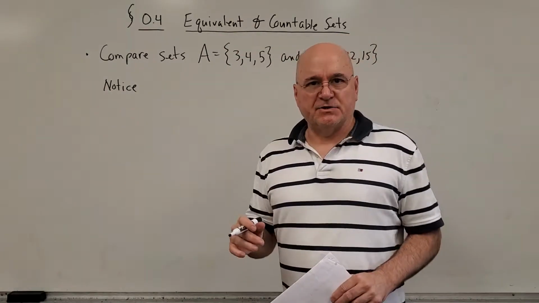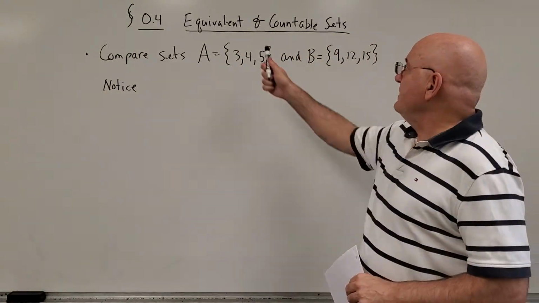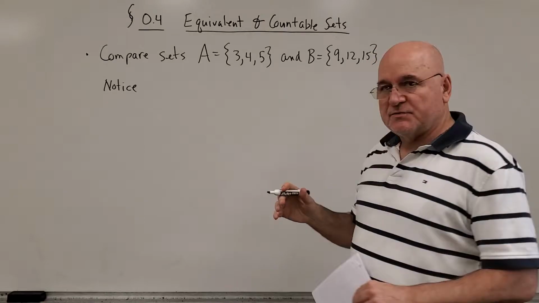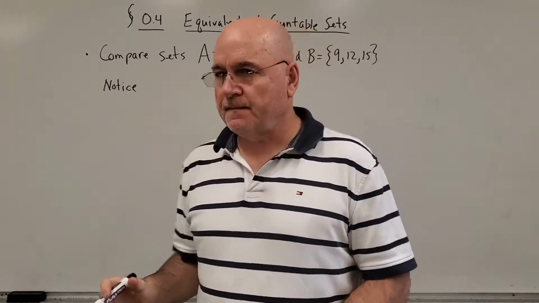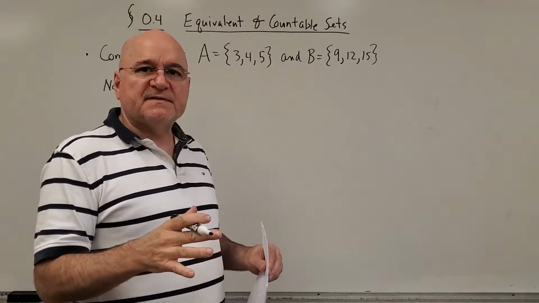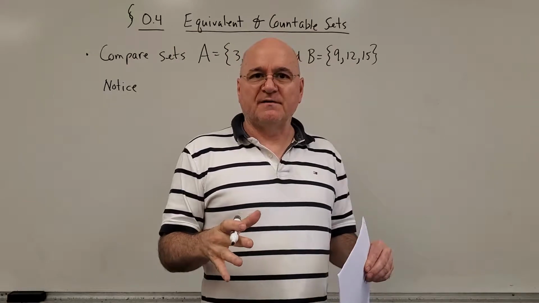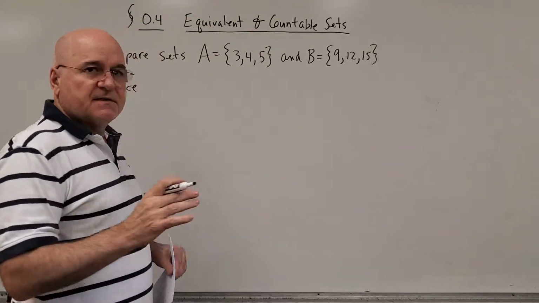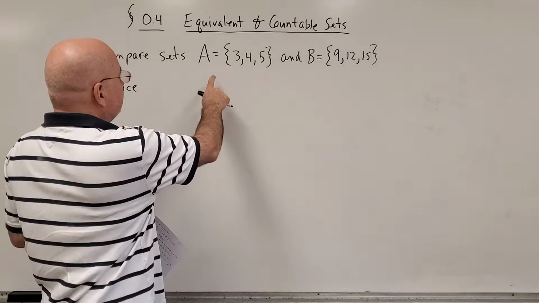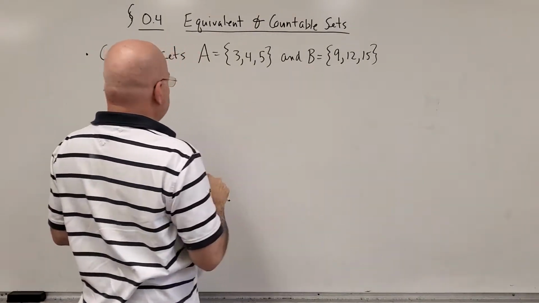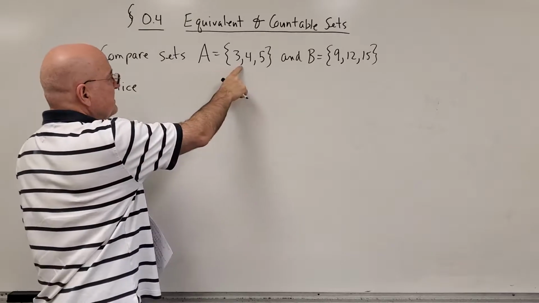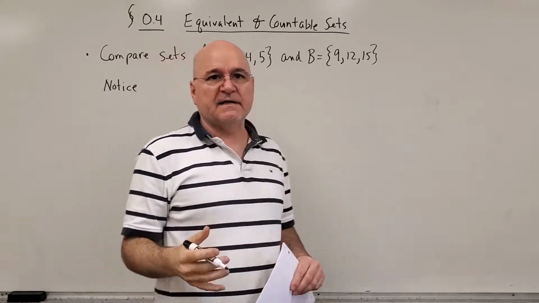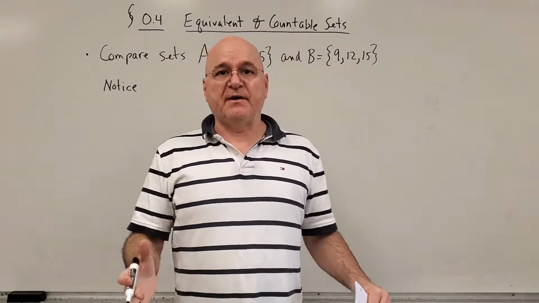In our next section, we're going to talk about equivalent and countable sets. Equivalent might be something different than you've studied before in your basic set theory class. But let's introduce this by taking an example of a set A and a set B. A is the set {3, 4, 5}, and B is the set {9, 12, 15}. And let's compare those sets.